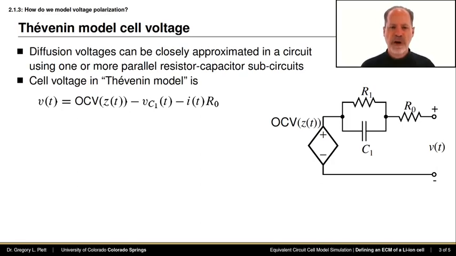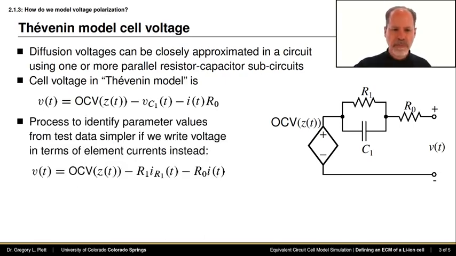And with this revised model, we can now compute cell terminal voltage as equal to the open circuit voltage as a function of present state of charge minus the capacitor voltage and minus the cell electrical current multiplying R0. And we can also write the cell terminal voltage equation in a slightly different way. We can compute the cell terminal voltage as equal to the open circuit voltage as a function of state of charge minus the voltage across resistor R1 instead, and minus the voltage drop across resistor R0.